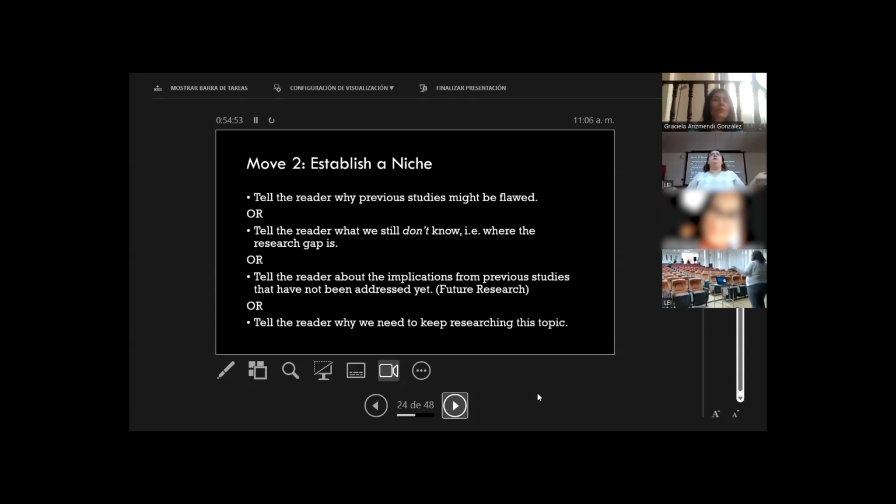Or we just tell the reader why we need to keep researching this topic, right? We give some examples of it, because the gap is actually not as common as we think it is. I think especially in teaching research, because there's a lot of us teachers, we've tried a lot of things, haven't we? Right, so we know a lot, but we need to explain why we need to continue researching this particular topic. Let me show you some examples of that.